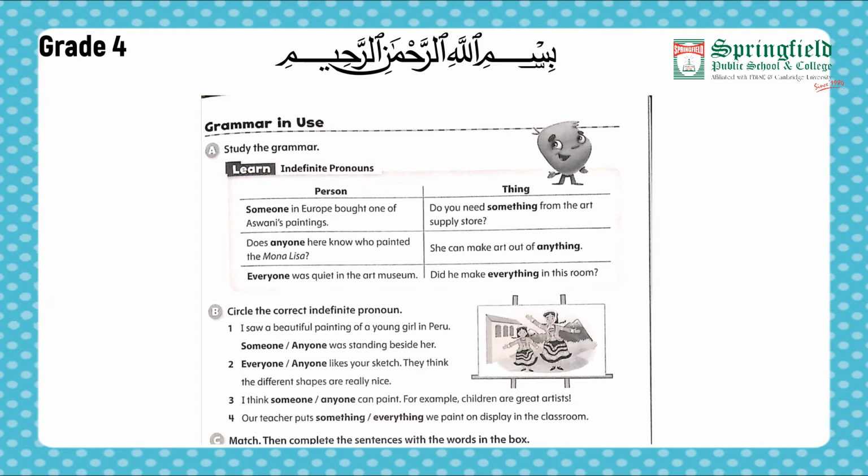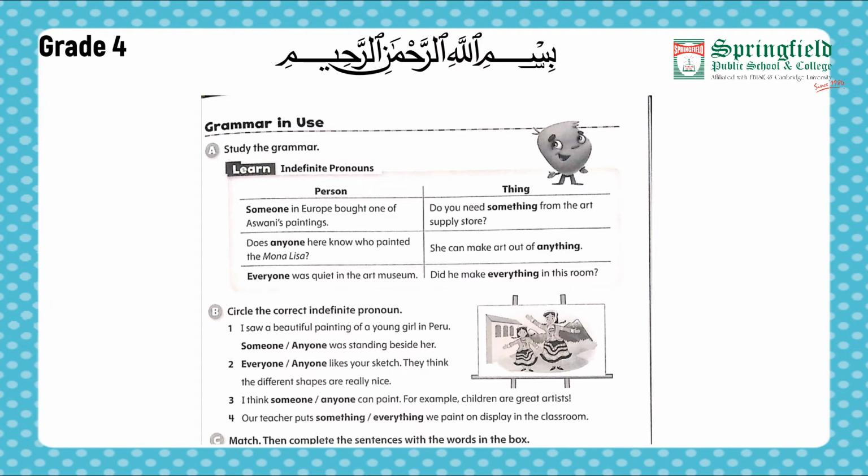Moving forward towards our part B. Circle the correct indefinite pronouns. Statement 1. I saw a beautiful painting of a young girl in Peru. So here what are we going to write? Someone, anyone was standing beside her. Someone was standing beside her.